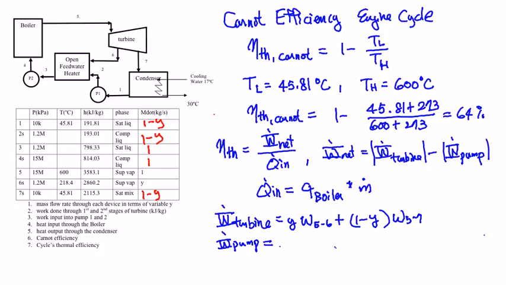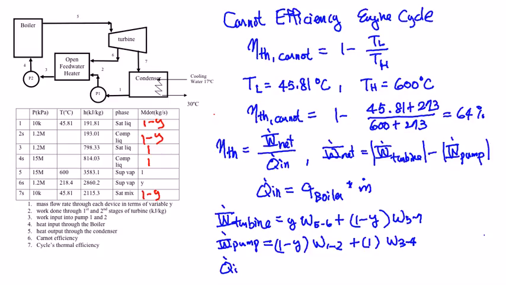This is of the pump. For pump 1, the mass flow rate is 1 minus y, 1 to 2. And for pump 2, the mass flow rate is 1, 3 to 4. We have those numbers from part 3, I believe, of the video.